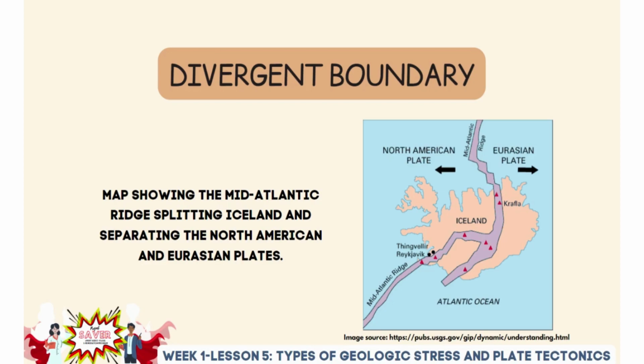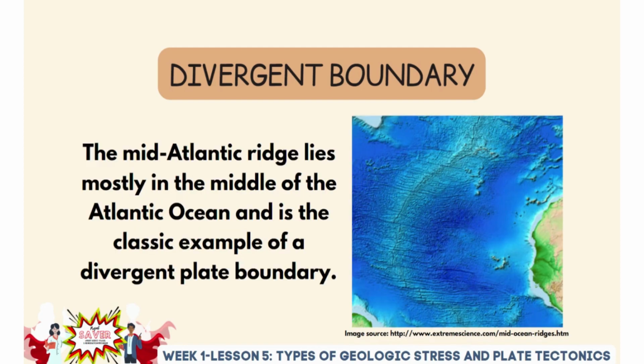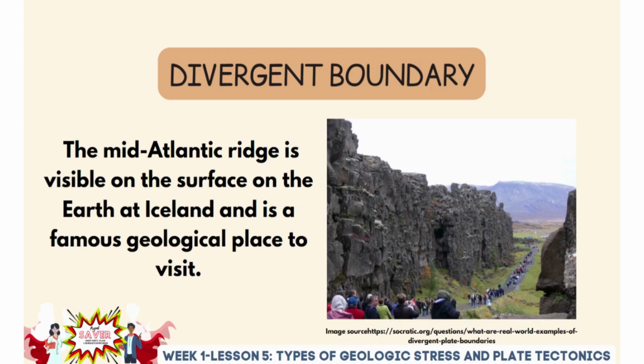So these two plates are moving away from each other. This map shows the mid-Atlantic ridge splitting Iceland and separating the North American and Eurasian plates. So it means that the divergent boundary can not only be found in the ocean, like the mid-Atlantic ridge, which is found in the Atlantic Ocean. It can also be found on land, which is visible in Iceland. This is a famous geological place to visit.